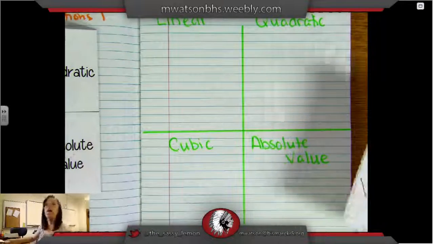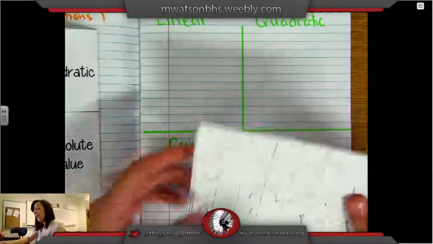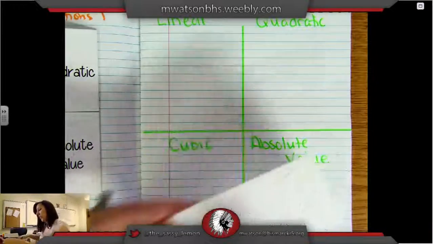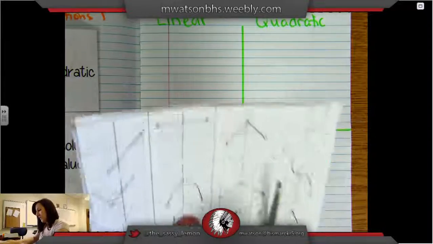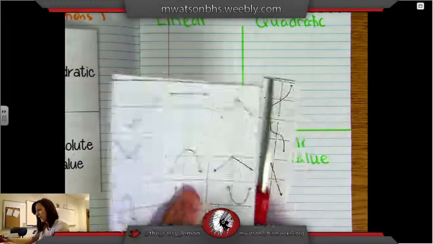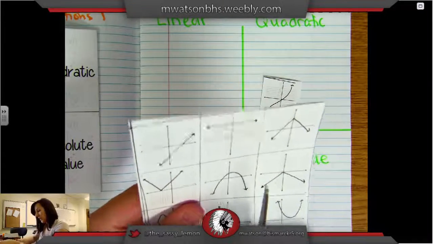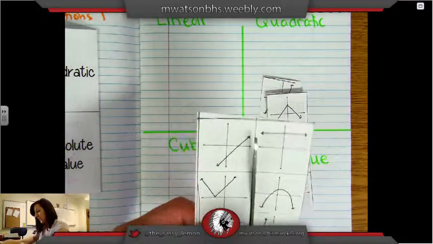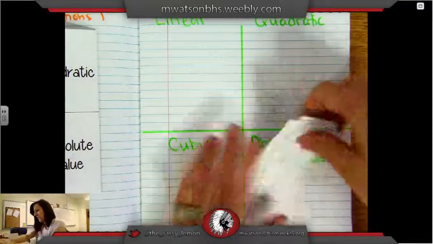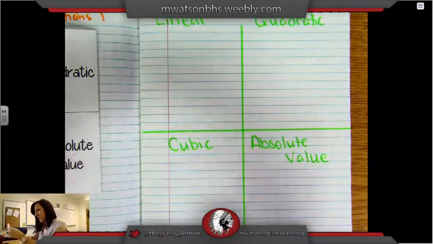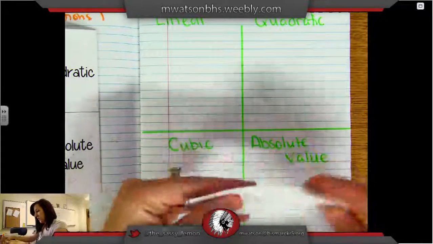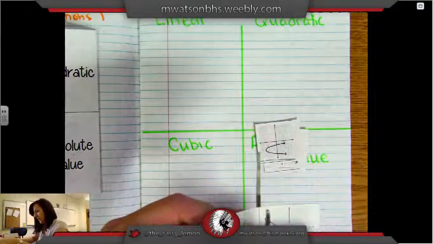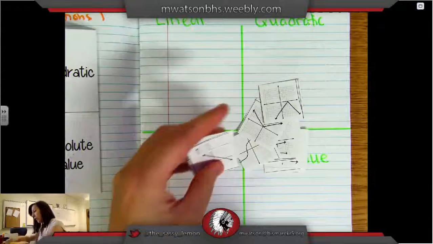So now that you've got all 4 quadrants set up, I want you to take this and just go ahead and cut it into 12 different pieces. The most efficient way to do that is probably to cut strips and then stack up the strips and cut those like I'm doing. Okay, so you should have 12 graphs.